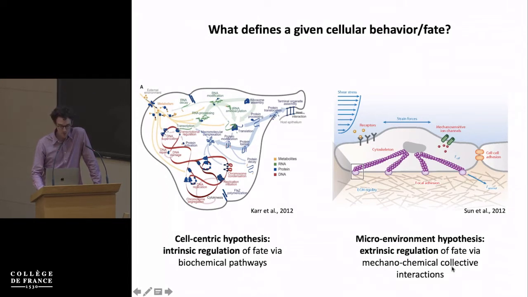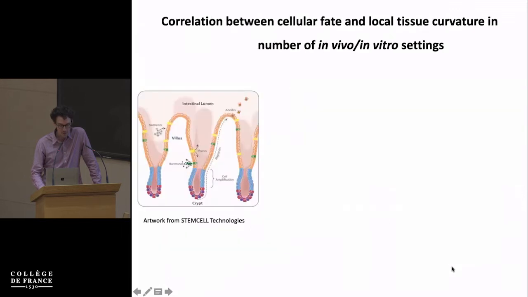There's one third thing that I think is a bit less considered, which I want to talk about today: if you go back to this picture of the crypt, the stem cells here are residing in the regions of highest curvature, and of curvature of a specific sign.